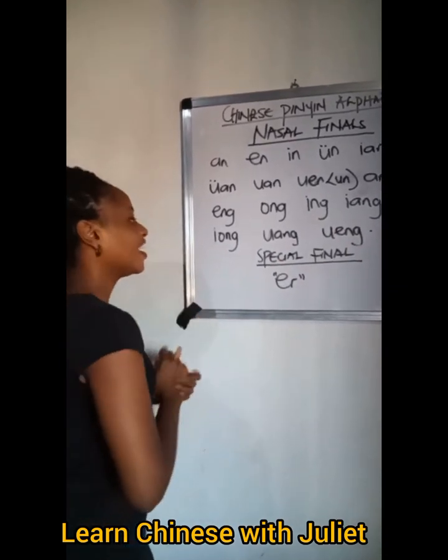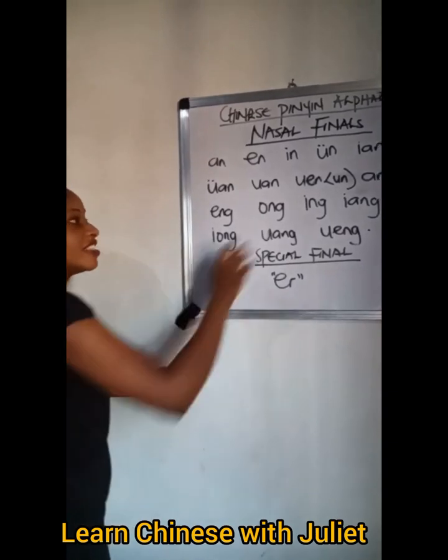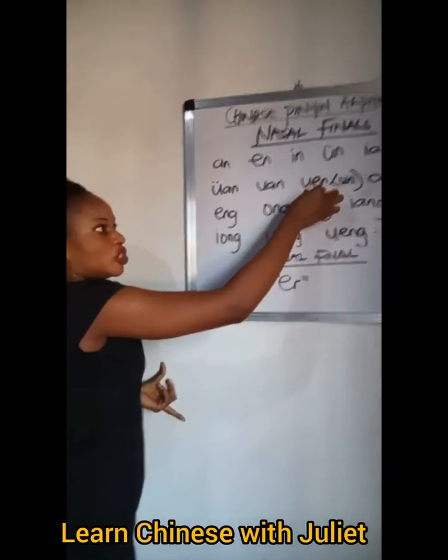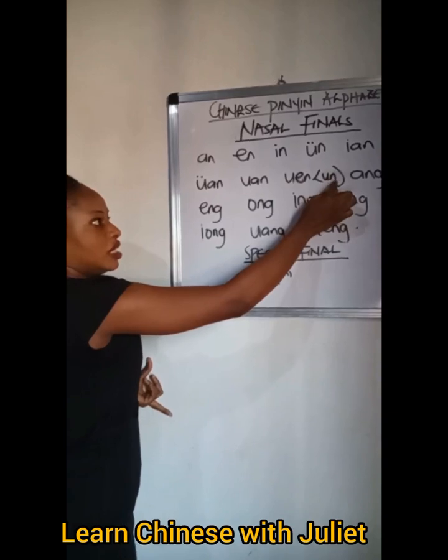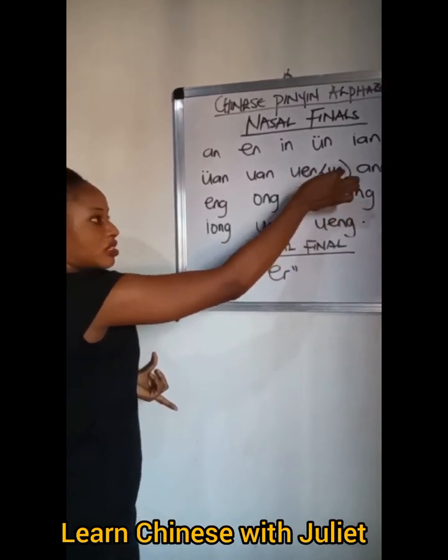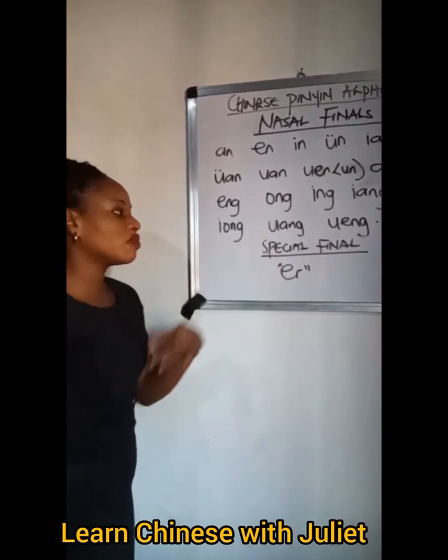I know I'm understood. Now let's move on to the special. Before I forget, this wen for short, you just write as u and n. When for short, you can write it this way. It's okay.